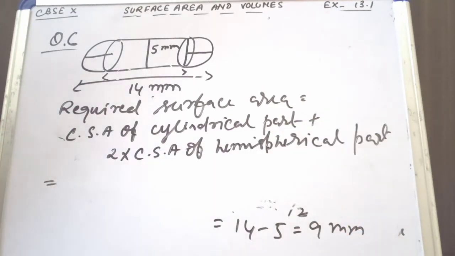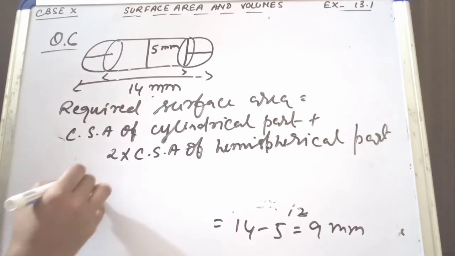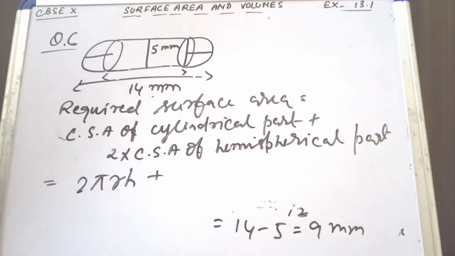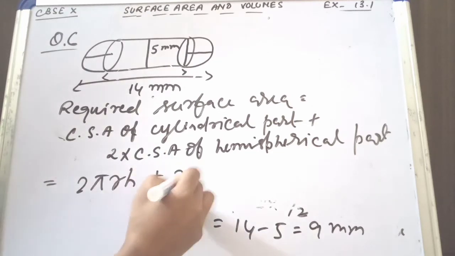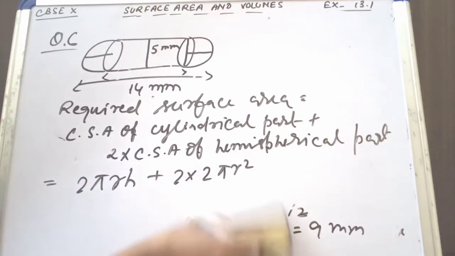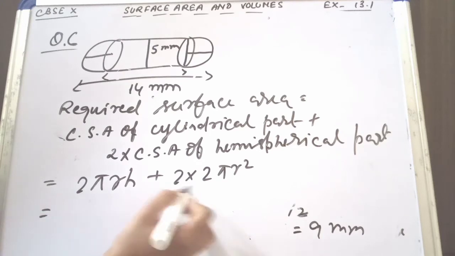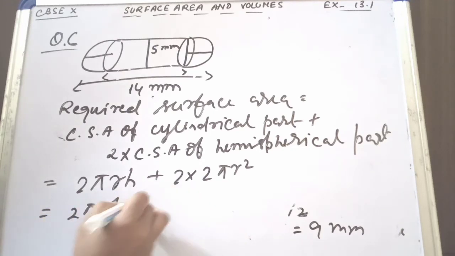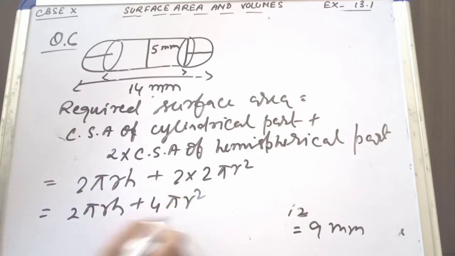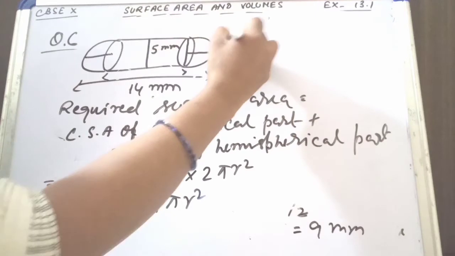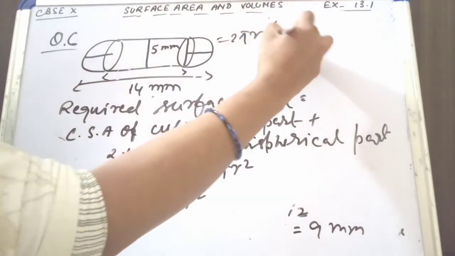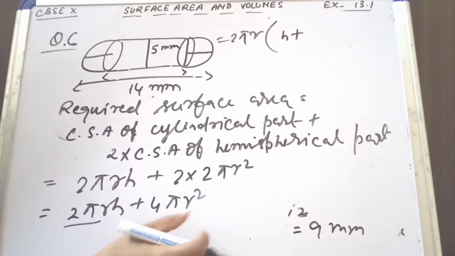So that is the curved surface area of the cylindrical part, that means 2 pi RH, plus the hemispherical part, that means 2 into 2 pi r square. Now just put the value. 2 pi RH plus 4 pi r square. At first taking common 2 pi r, that means 2 pi r into h plus 2 r.